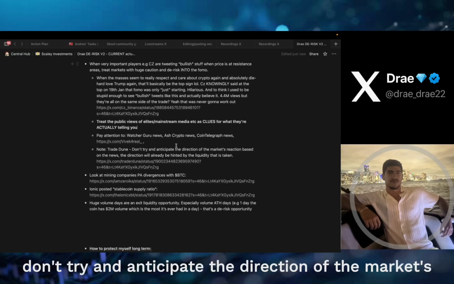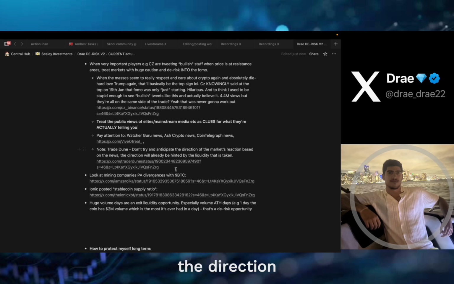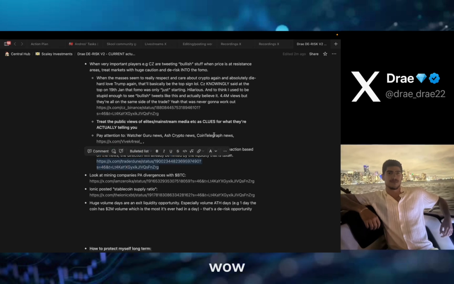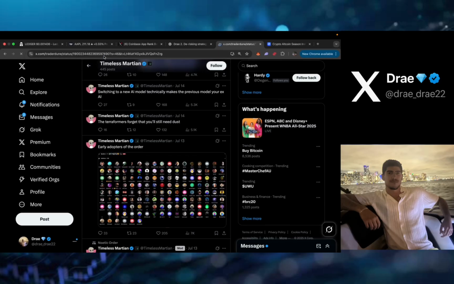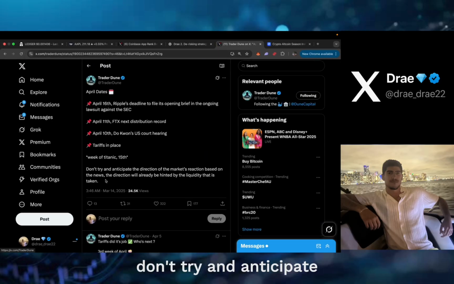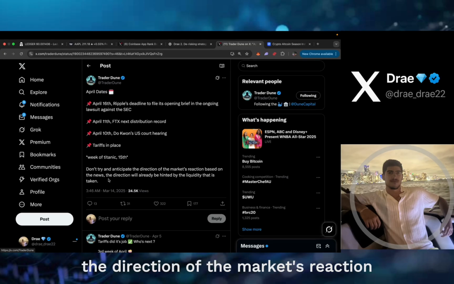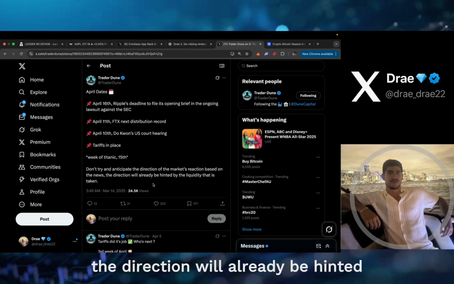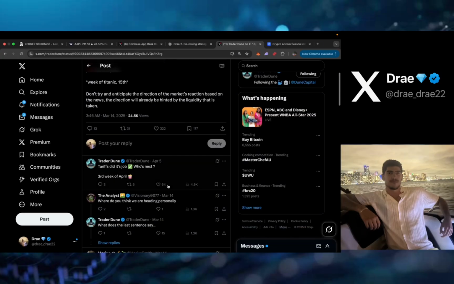Don't try and anticipate the direction of the market's reaction based on news. The direction will already be hinted by liquidity that is taken. Wow. Don't try and anticipate the direction of the market's reaction based on the news. The direction will already be hinted by liquidity that is taken.